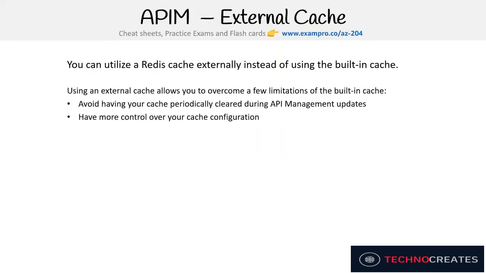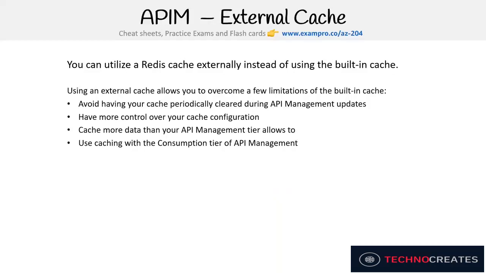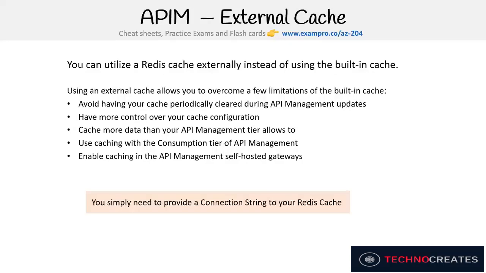You have more control over your cache configuration. You can cache more data than your API Management tier allows. You can use cache with the consumption tier of API Management. You can enable caching in API Management for self-hosted gateways. You simply need to provide a connection string to your Redis cache. So there you go.